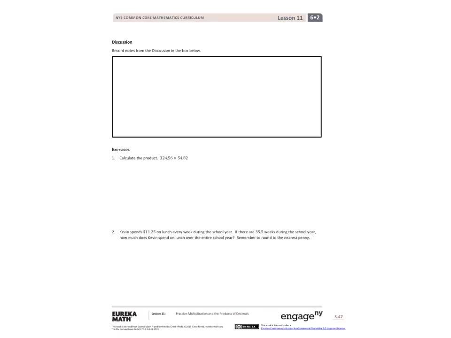So let's go to the next problem we're doing. It says record notes from the discussion in the box below. We don't need that right now. Now it says calculate the product for, I think, should we do a rounding first just to see? 324.56 rounds to 325, and 54.82 to 55. And that's what I would be multiplying as my estimate, just to double check. But otherwise, let's see what we get.